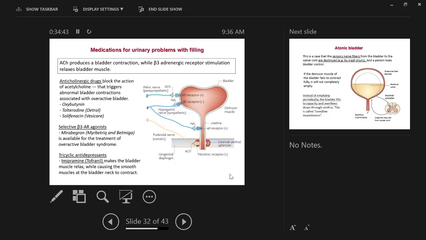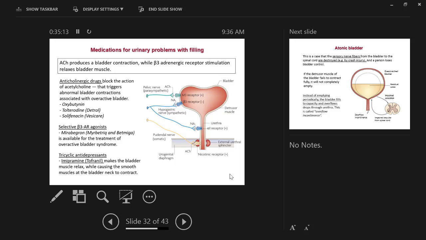Another approach, of course, is the beta-3 receptor up here, and it negatively regulates bladder contraction, which means that if you use a selective beta-3 adrenergic receptor agonist and stimulate this, then the bladder is relaxed so that it prevents overactive bladder syndrome. So those three make sense to treat overactive bladder.